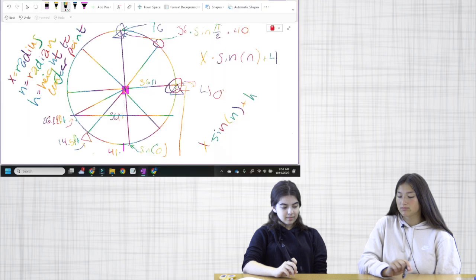In the next lesson, the students will explore another application of the sinusoidal function to model temperature data.